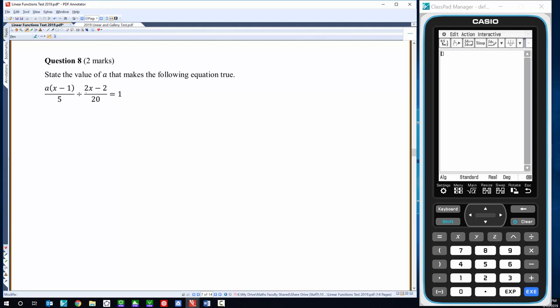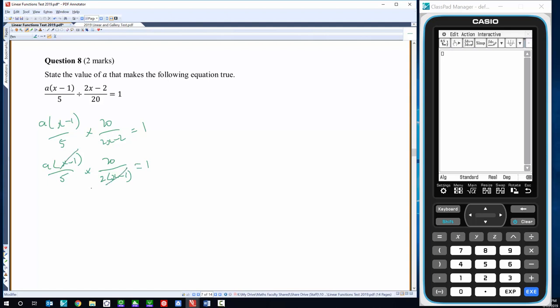So seeing the divide by a fraction here, what I'm going to do is just note that dividing by a fraction is the same as multiplying by its reciprocal. I'm going to say a(x - 1)/5 times 20/(2x - 2) equals 1. I'm just going to note here that this can be factorized, so it's 20 over 2(x - 1) equals 1.